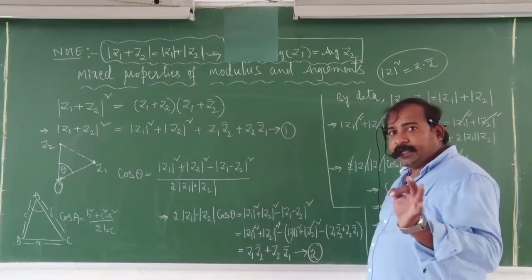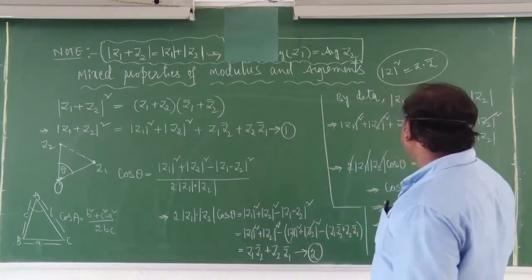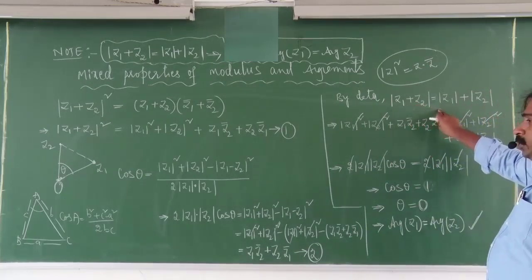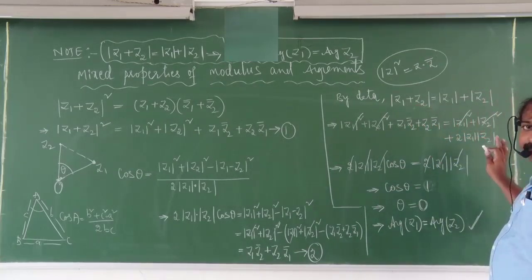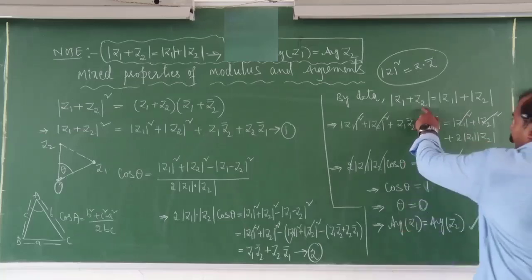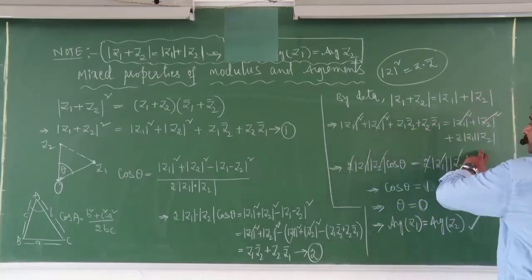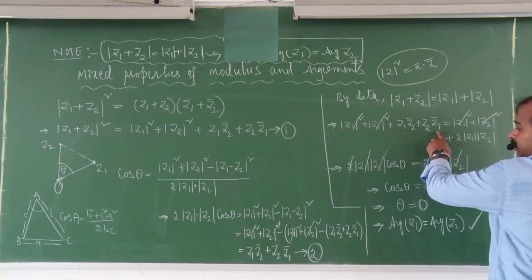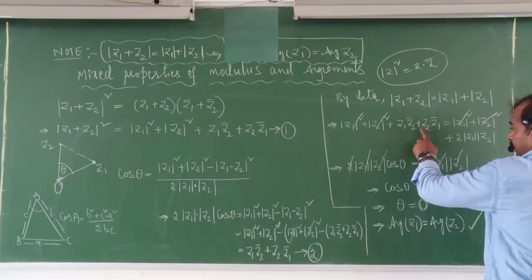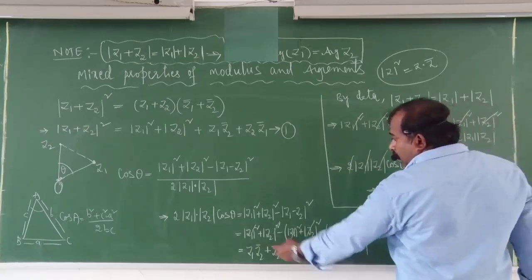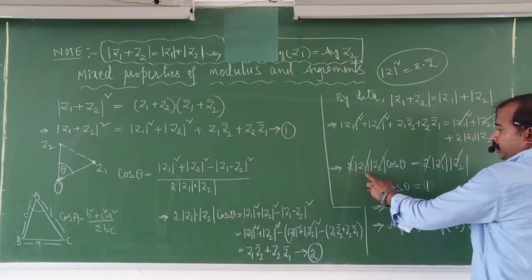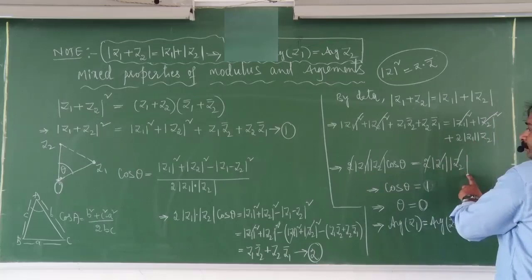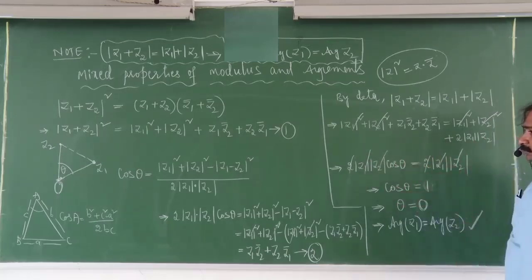Now take the given condition. What is the given condition by data? This is the condition they gave. Modulus of Z1 plus Z2 equals mod Z1 plus mod Z2. Squaring on both sides, this is the value I can get. Cancel. You can get Z1 Z2 conjugate plus Z2 Z1 conjugate. But Z1 Z2 conjugate plus Z2 Z1 conjugate means how I can get that value? 2 into mod Z1 into mod Z2 into cos theta equals this side value, 2 into mod Z1 into mod Z2. You will get cos theta equals 1.